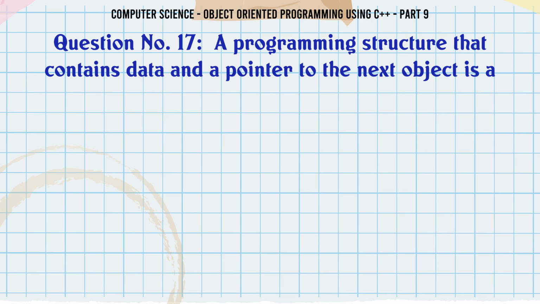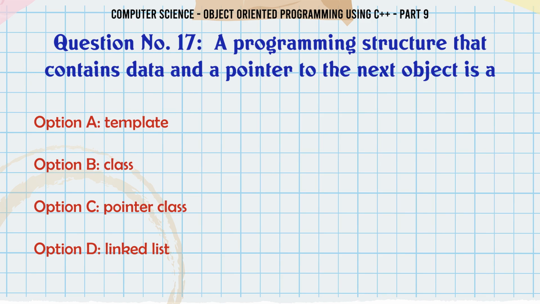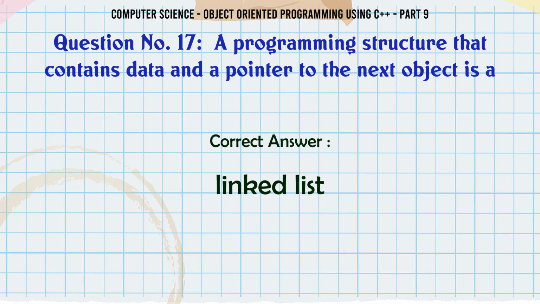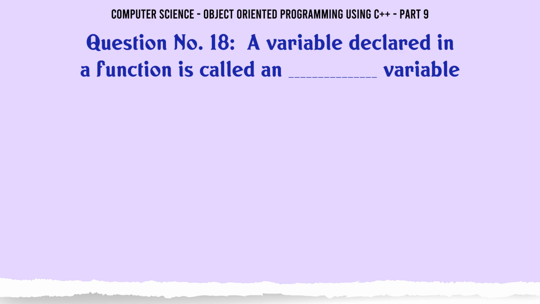A programming structure that contains data and a pointer to the next object is A. template, B. class, C. pointer class, D. linked list. The correct answer is linked list.